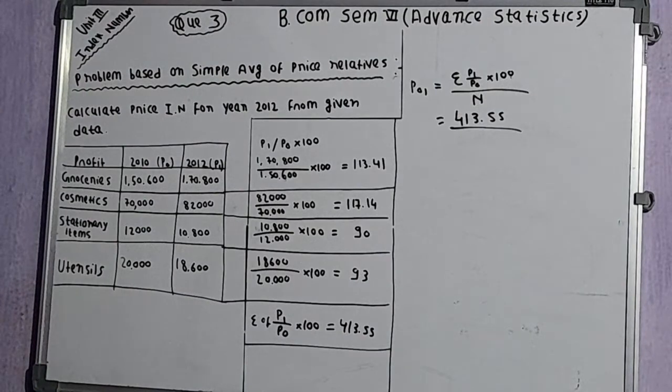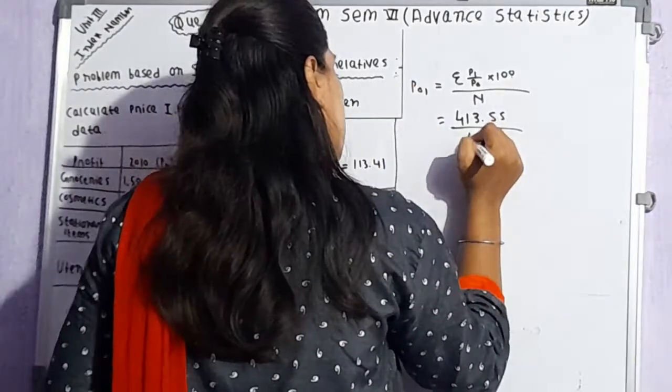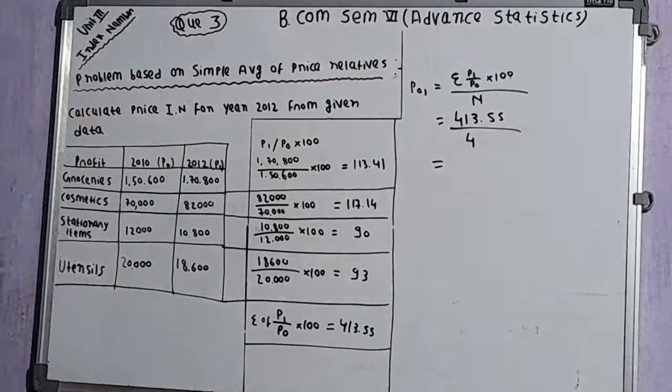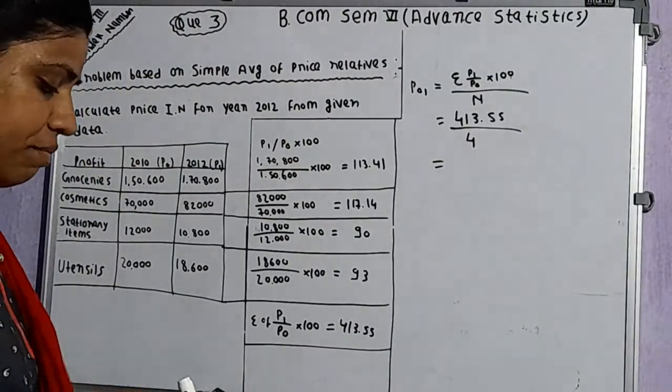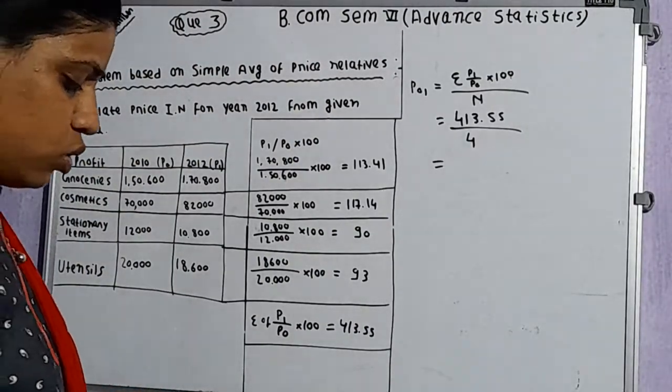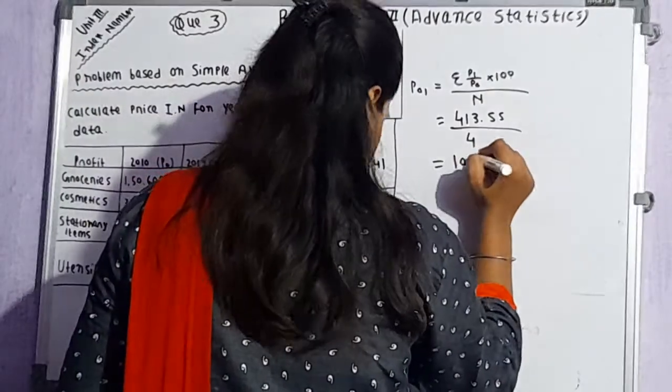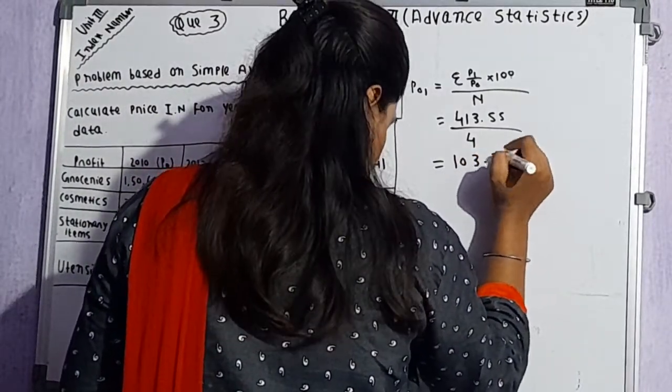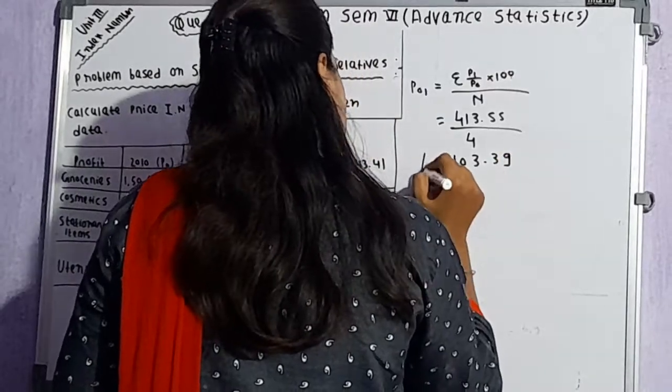What is the number of items? For how many items have we been given profits? It is 1, 2, 3, 4: for groceries, for cosmetics, for stationery items and for utensils. So we have been given profits for 4 items, so n is equal to 4. So 413.55 divided by 4 comes to 103.39. We will consider up to 2 digits.